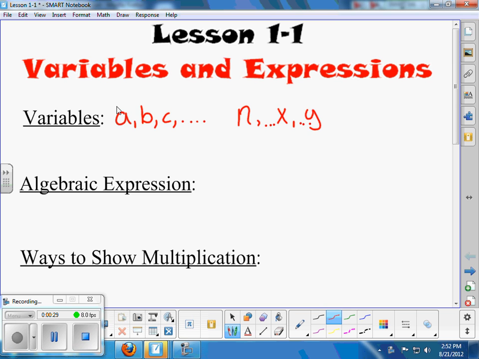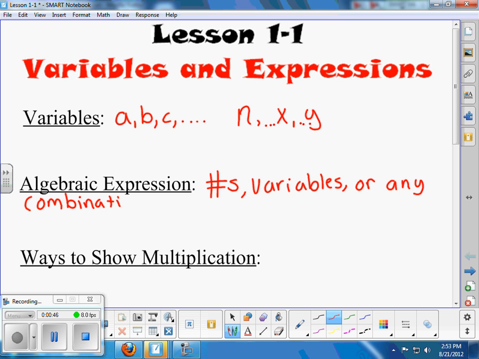Algebraic expressions are numbers, variables, or any combination of numbers, variables, and at least one operation.